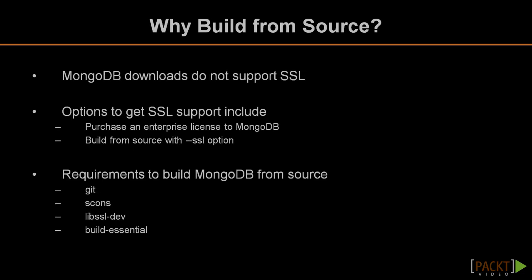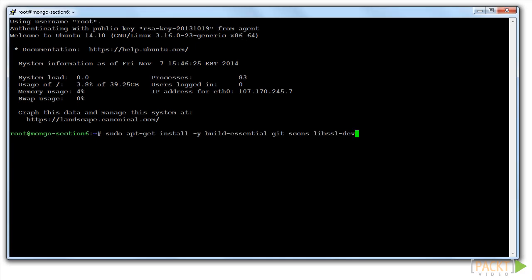The public MongoDB downloads do not support SSL. There are two ways to get an SSL-ready build of MongoDB. The first is to purchase an enterprise support license through MongoDB. The second is to build from source. In order to build from source on Ubuntu Linux, we need to install Git, SCons, libssl-dev, and build-essential. We can install all of those with this command.